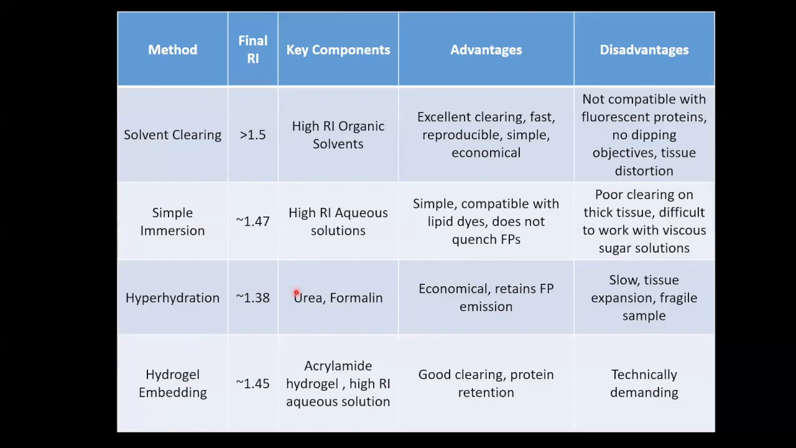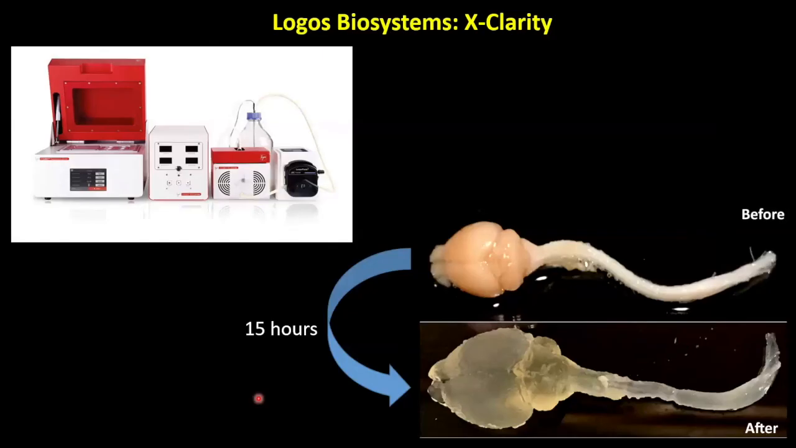And after then, there are many different labs developing these clearing techniques. And there are many different clearing techniques right now. For example, there's some very popular ones, and these have different refractive indices. For example, the one from Deisseroth's lab is using the hydrogel, which has a refractive index of about 1.45. And a company, Logos Biosystems, they make this technology much easier.